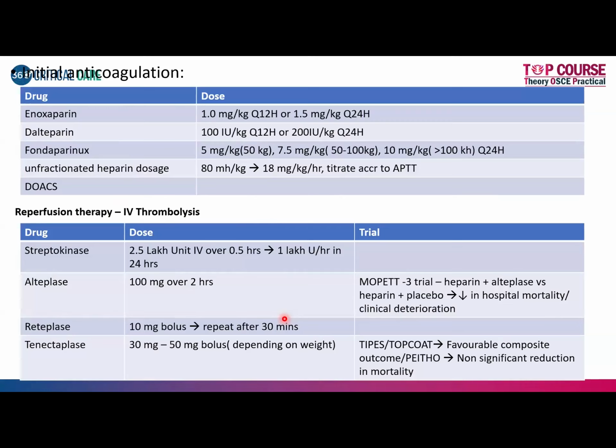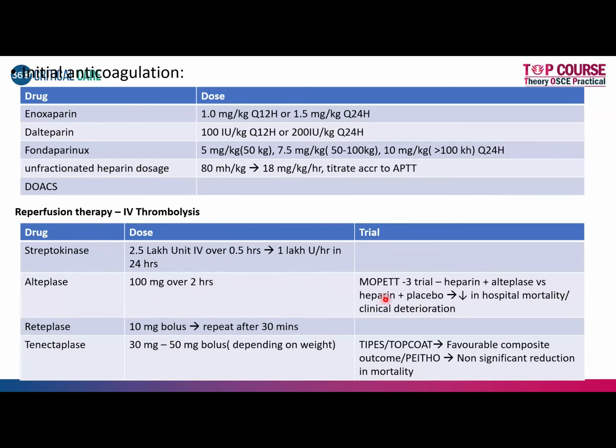Enoxaparin, dalteparin, doses you have to remember, and the reperfusion therapy with IV thrombolysis. One needs to know the trials for them. Alteplase 100 milligram over 2 hours is given. Reteplase 10 milligram bolus, which is repeated after 30 minutes, and tenecteplase, dose depending on the weight, is a 30 to 50 milligram bolus. Now here one has to remember the trials.